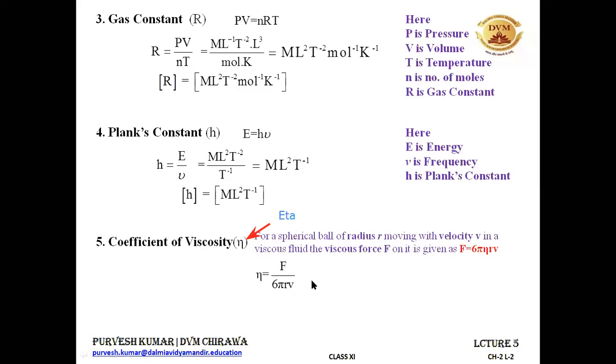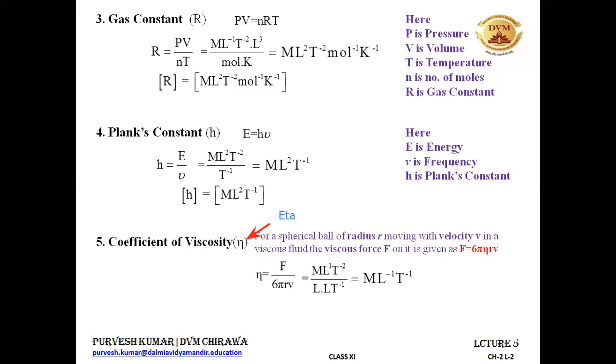So it becomes like this. M L T minus 2 upon L, where 1 L is for this R, and for V, you have written LT minus 1. Now trying to solve it out, 1 L gets cancelled out with 1 L. 1 L will go in the numerator. And this T minus 1, when it goes to the numerator, it becomes plus. So again, it makes this minus 2 as minus 1. So you are left with this: M L minus 1, T minus 1.